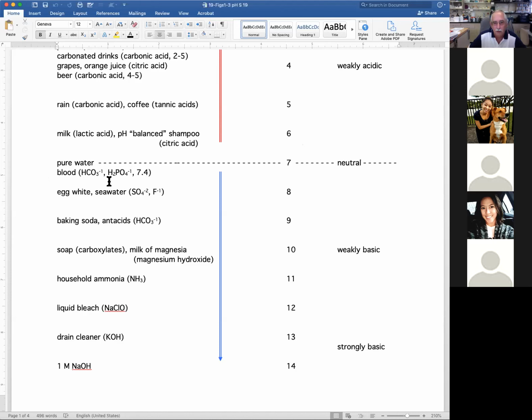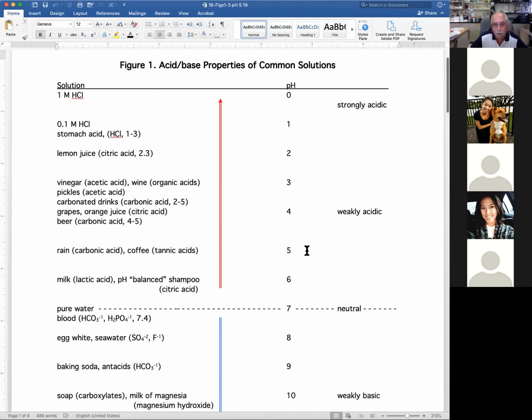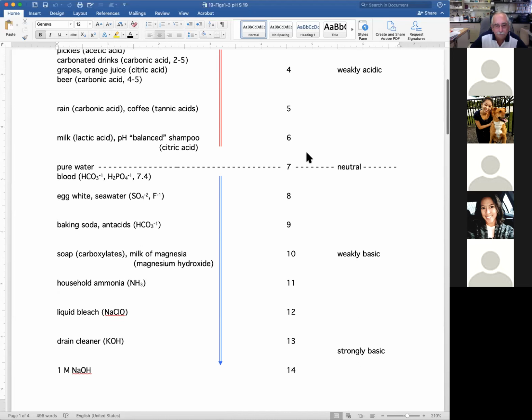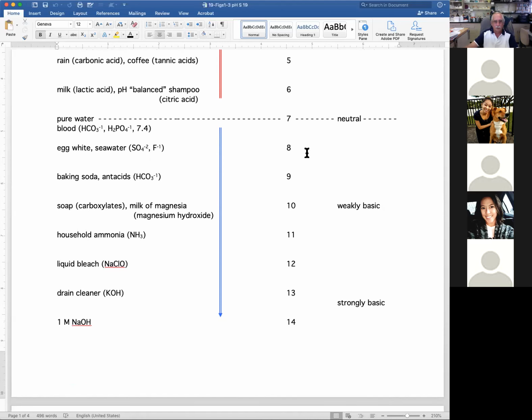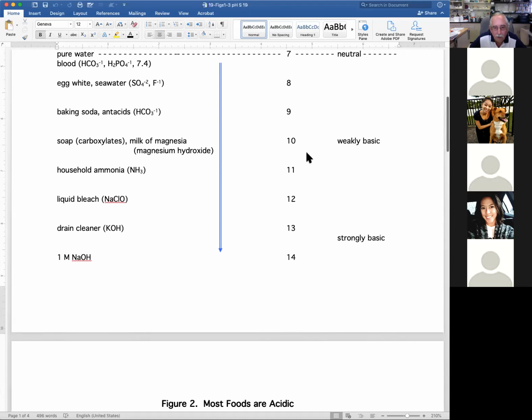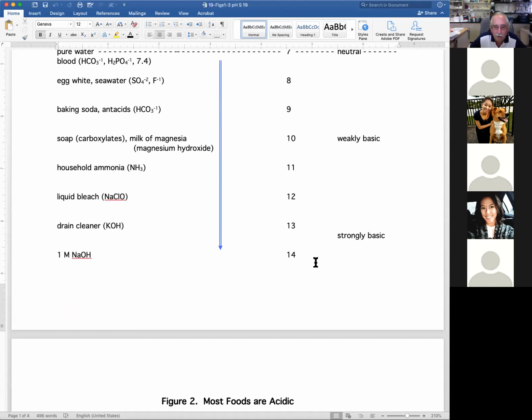Egg white, seawater, about pH 8. Baking soda, about 9. Soaps, milk of magnesia, about 10. Of course, milk of magnesia is taken to neutralize some of the excess stomach acid, which is around here, right? Bleach is basic, ammonia, basic, Drano, and a 1 molar solution of sodium hydroxide gives you a pH of 14.